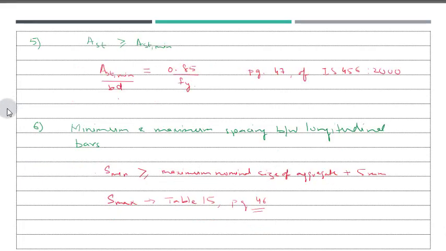Next, I said that whatever tension reinforcement you are going to provide, make sure it is more or equal to the minimum tension reinforcement which has been recommended for beam as per IS 456. The next point is to make sure that the clear spacing which you provide for the longitudinal bars meets the codal requirement. It should lie between minimum and maximum clear spacing.